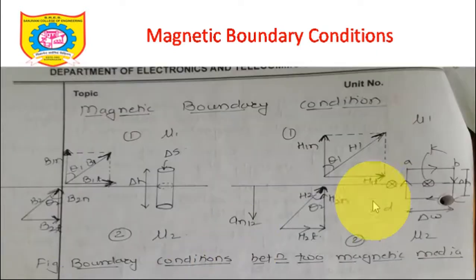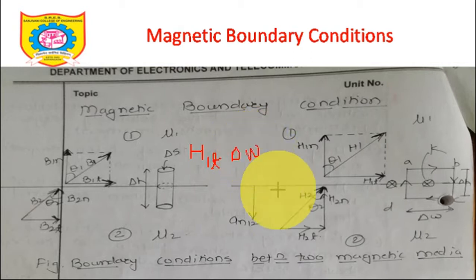If I look at this particular diagram, I start my journey from point A towards B. I can write the first expression as H1, using this marker, H1. What is this component? The component in the direction of AB is H1t. But H bar dot dl bar means what is the length of this segment AB? It is shown here: the length of the segment AB is delta W. So H1t delta W, that is over.